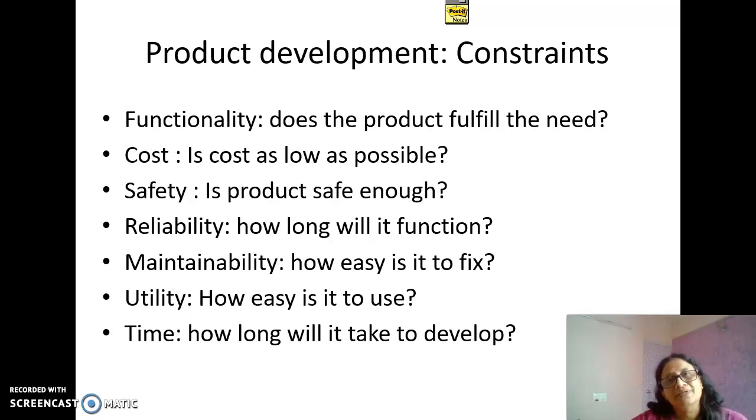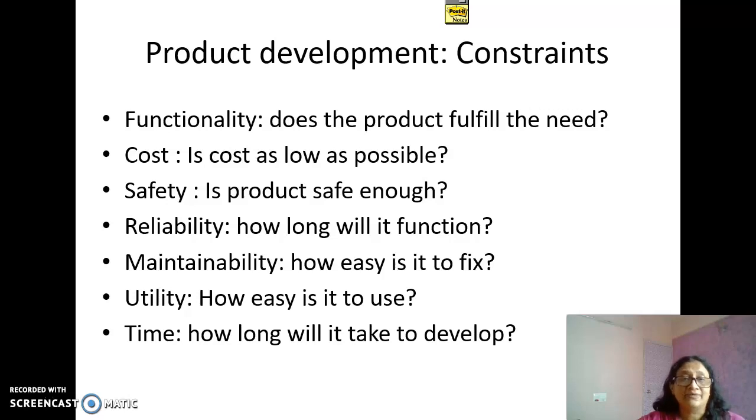Now while following the phases of systems engineering to develop the product, we need to consider many constraints. The major constraints are functionality, cost, safety, reliability, maintainability, utility, and time. Of course, when we consider functionality, we need to check: does the product fulfill the need of the user requirements or customer requirements? Is the cost of the product as low as possible?